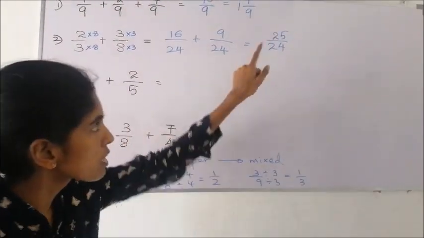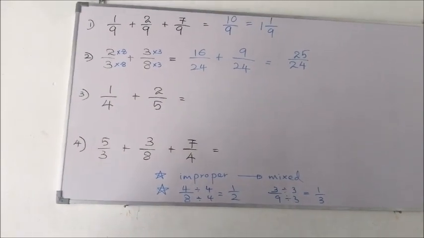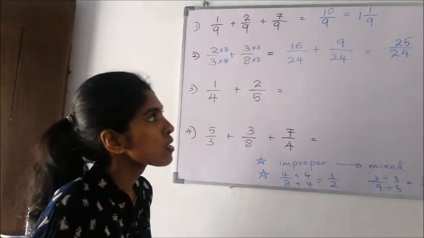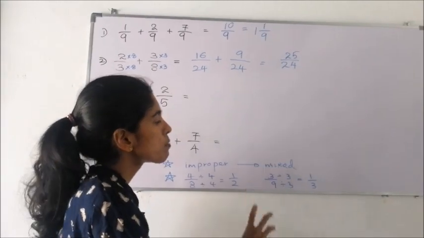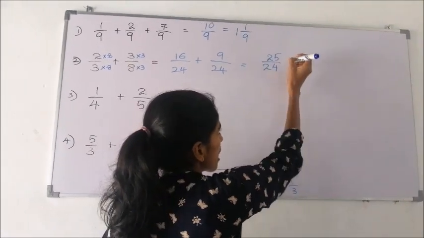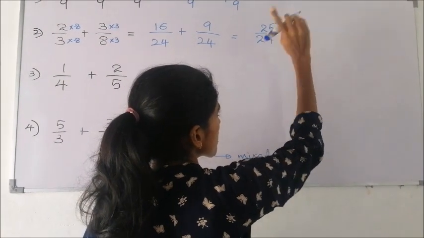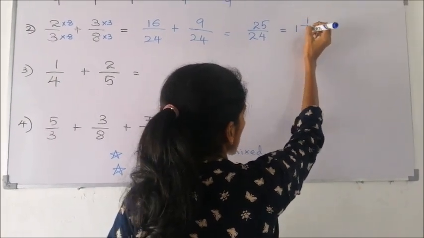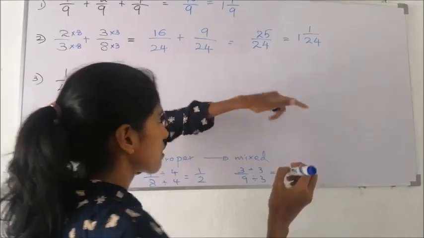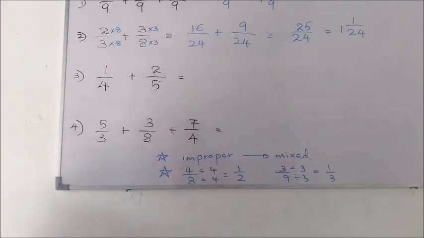25 over 24. Can we stop from here, children? This is an improper fraction, so we need to convert it into a mixed number. We will divide 25 by 24. 24 is there once inside this and 1 is remaining. Write the same denominator. Next question.